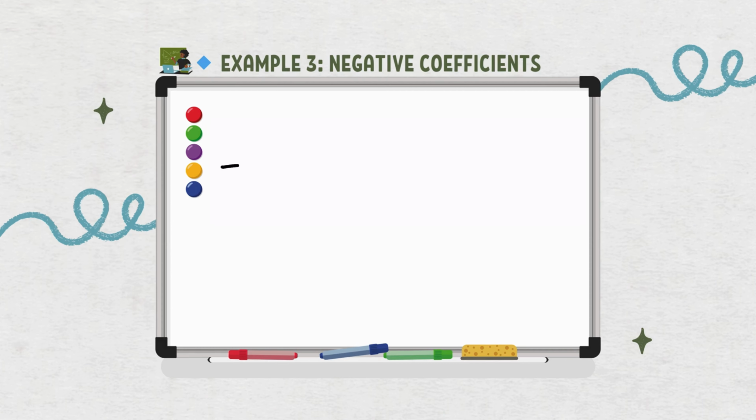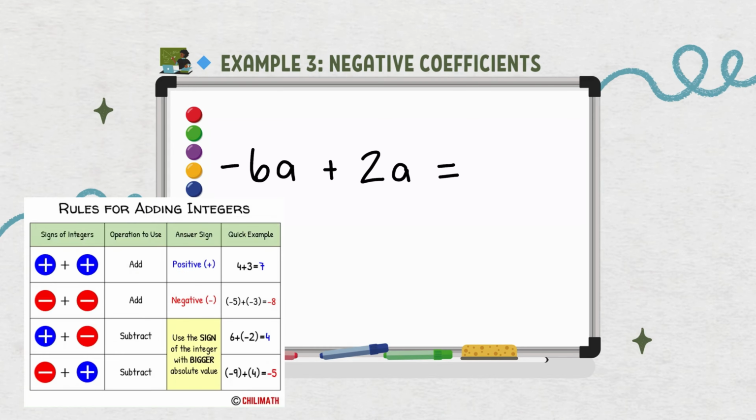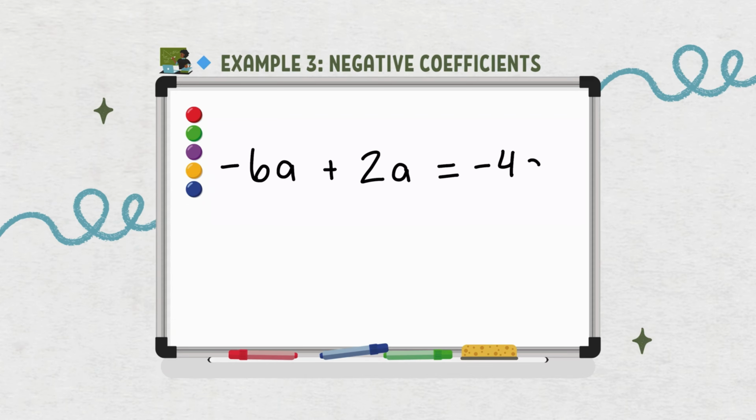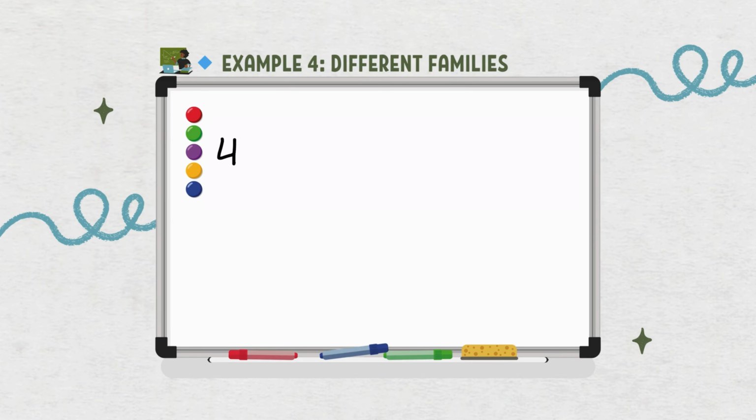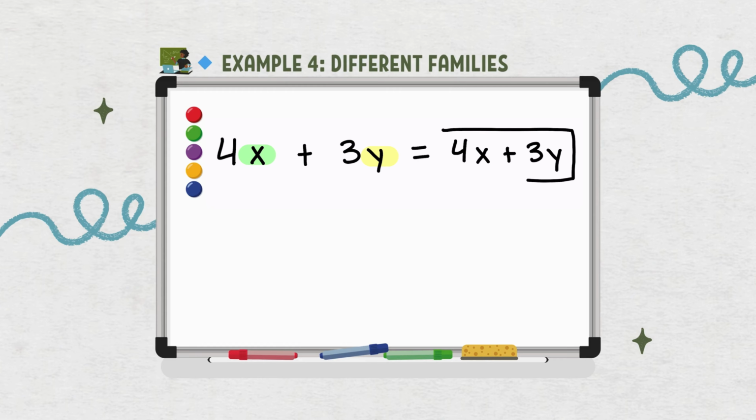Example 3, negative coefficients. We have negative 6a plus 2a. They are definitely part of the same family. However, we have to know how to combine integers. Here's a reminder of the integer rules. Negative 6 plus 2 is negative 4a. Be sure to box in your final answer. Different families. Example 4. We have 4x plus 3y. 4x is part of the x family, and 3y is part of the y family, so they have to stay separate. 4x plus 3y equals 4x plus 3y. Be sure to box in your final answer.